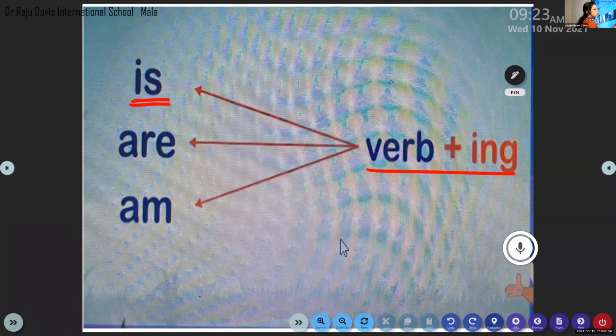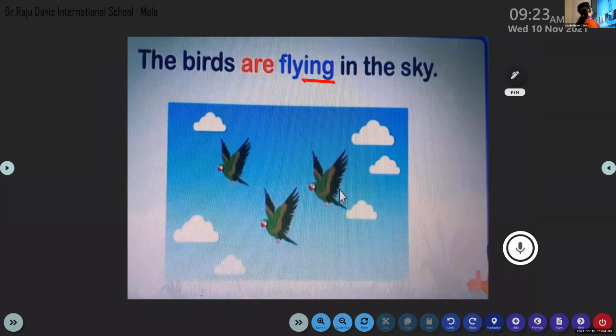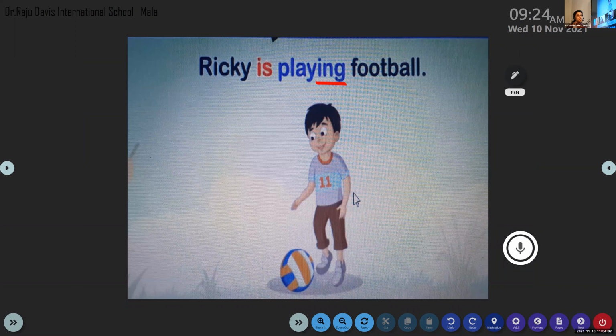Now, all of you look at the examples once more. So the action in progress is not just adding ing to the verb, but according to the subject, we have to add a helping verb too. Ricky is one person. We are talking about a person. So we have to add is plus verb plus ing.